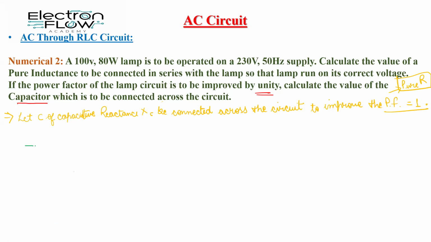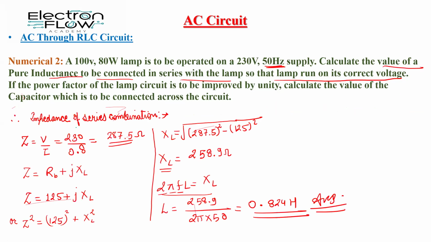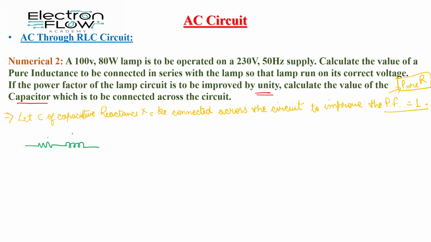The diagram looks like this. This is our resistance and this is our inductance. The value of the inductance we have calculated here is 285.9, and the value of the resistance we know is 125. So this is the resistance, equal to 125 ohm, and this is the inductive reactance, equal to j258.9 ohms.